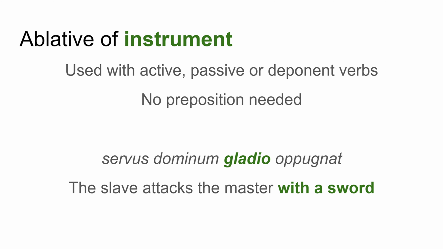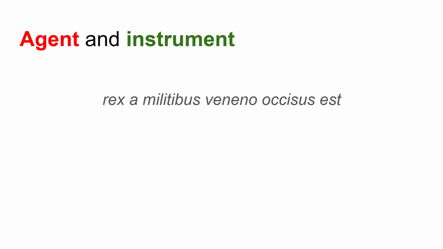Now you might just be thinking, well, that's my usual ablative, and you'd be right. Often, this can be your normal ablative. The only thing you need to know is that it is an instrument by which something happens. Sometimes you can have sentences that have agent and instrument. Now, this is where it comes really important that you understand which is which. So I've got rex a militibus veneno occisus est. The eagle-eyed among you will notice we have two ablatives in this sentence. We're going to break it down a bit beforehand, but keep an eye on those ablatives because we don't want them to trip us up.